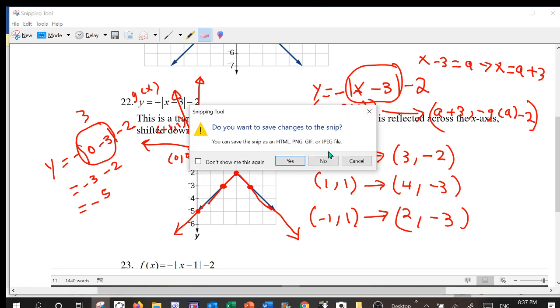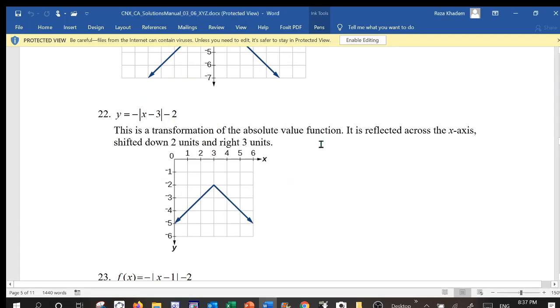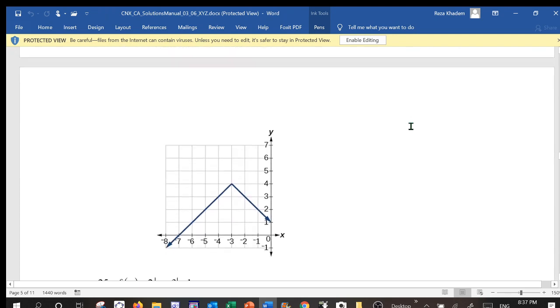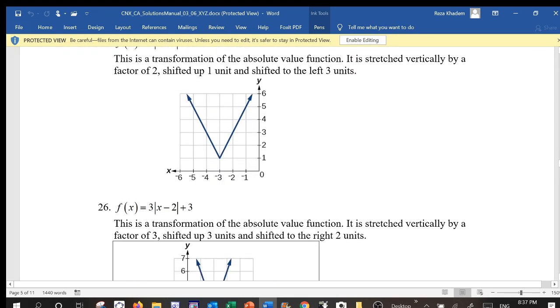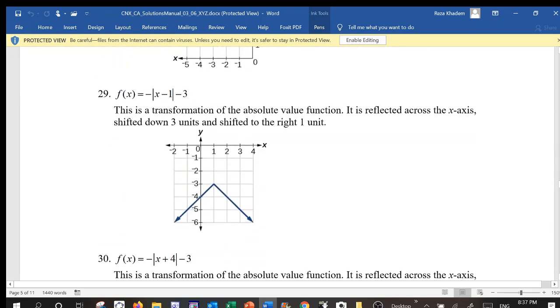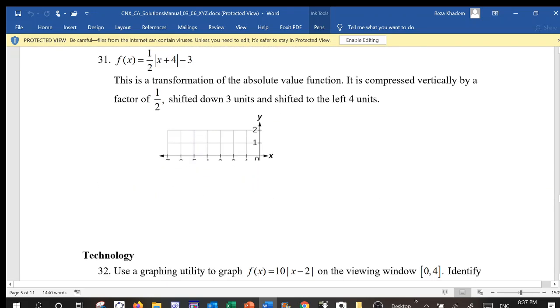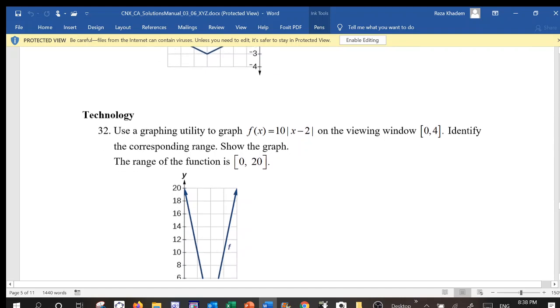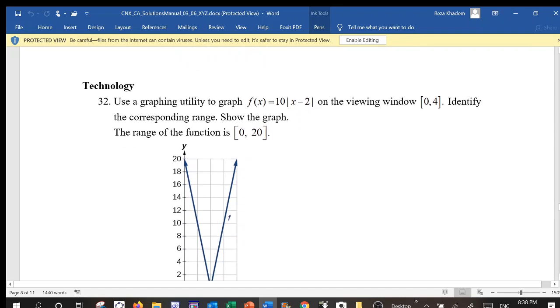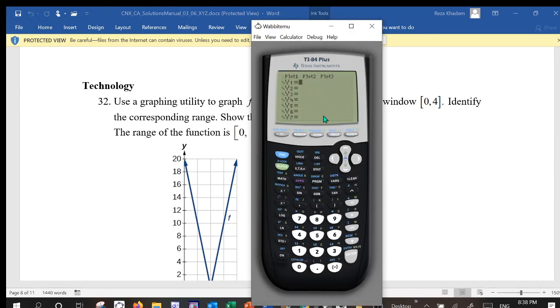All right, that was the last one. No, you can also use the one with a calculator. Let's do 32. Use a calculator to graph. It says use a calculator to graph that on the viewing window of that, and identify the corresponding range. So show the graph, okay?